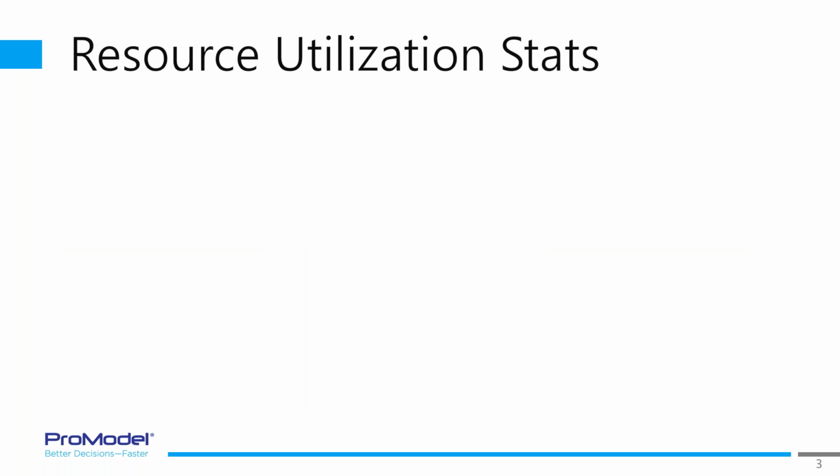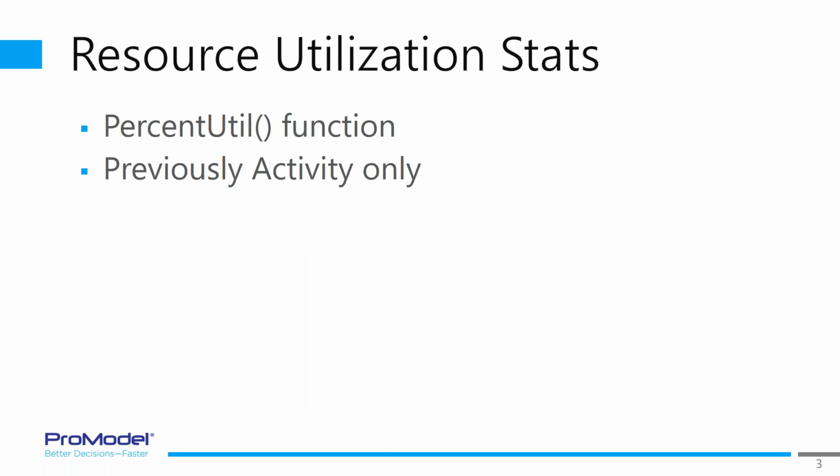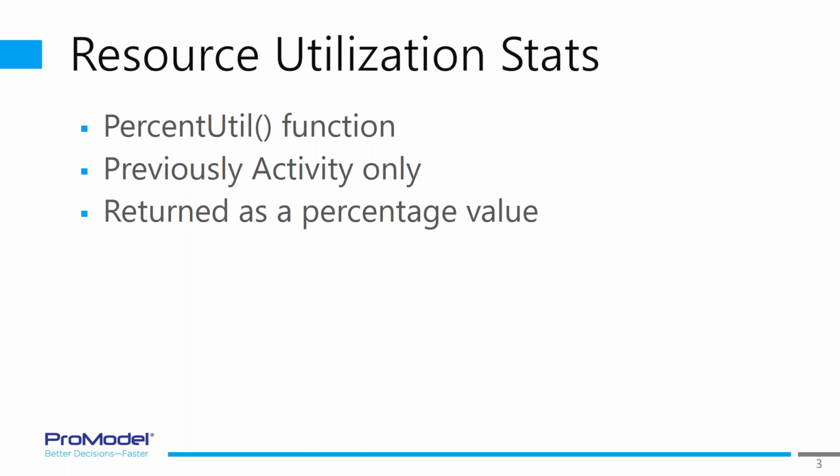In more detail, the first one that we talked about is resource utilization statistics. This is accomplished through the %util function. Now, the %util function we've had previously, but it was really only for activities. You could only get the percent utilization from an activity. Now you can do it with a resource. It is returned as a percentage value, similar to the percent utilization that you see in the output viewer in your summary statistics.